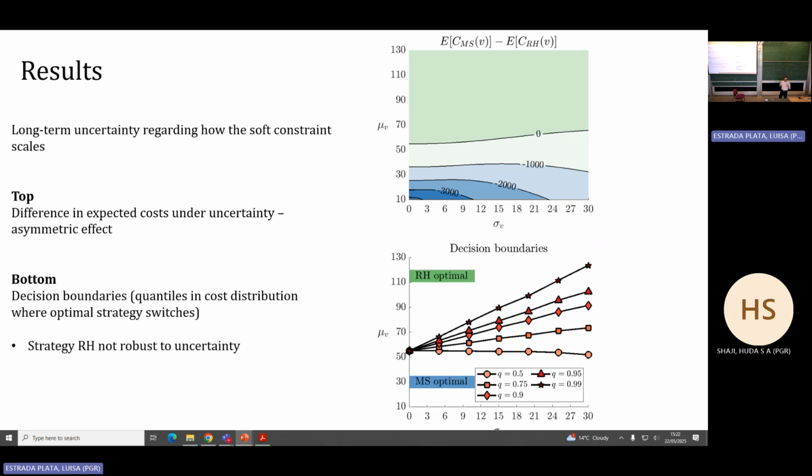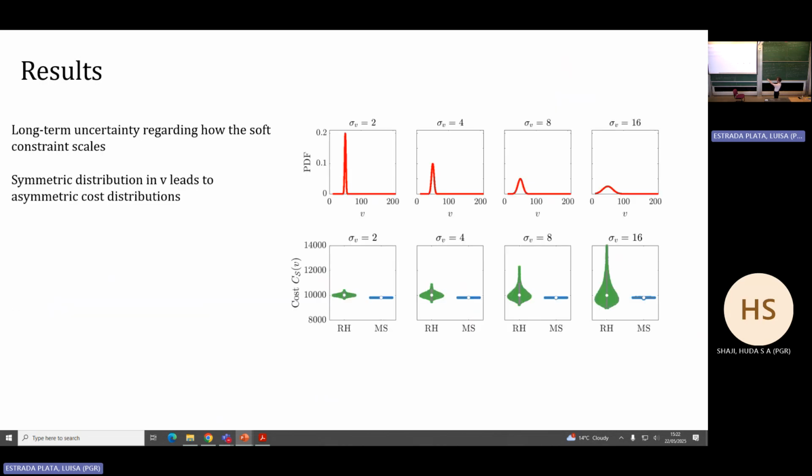So a policymaker who is just looking at something like the expectation alone, let's say they exist on this line, might think there isn't a huge difference, but they're obviously going to compare the heavy tail here. They're going to reject the running hot strategy.